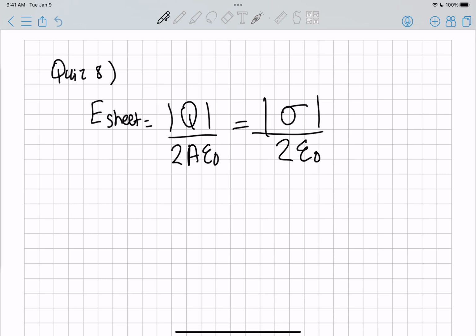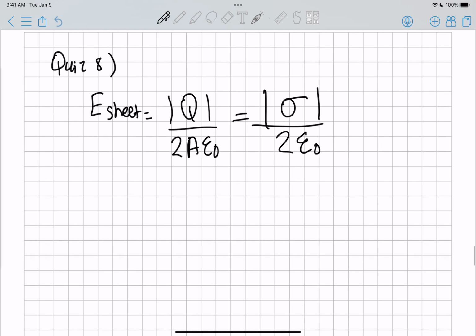Now, you notice that this equation doesn't have any relationship with distance at all. There's no radius, there's no r in the equation. So whatever point you're looking at, the electric field should have a constant magnitude at every single point. It doesn't matter what distance we are away from the sheet charge. It's always going to be a constant magnitude for the sheet electric field.